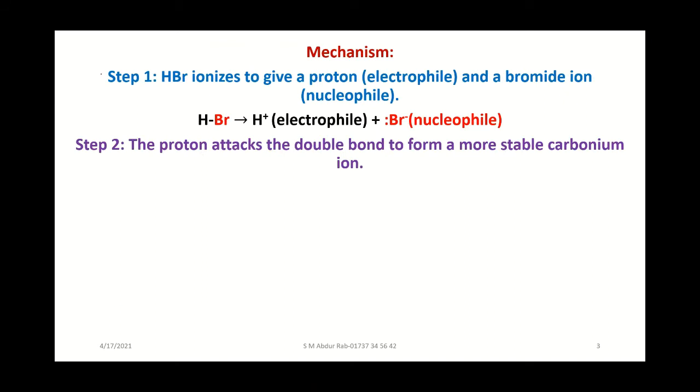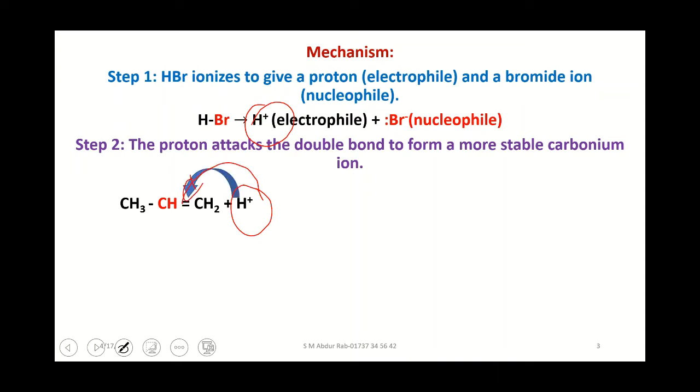In the first step, hydrogen bromide ionizes to produce an electrophile and a nucleophile. The electrophile is the H plus proton and the nucleophile is the Br minus bromide ion. Now in the second step, this H plus ion, that means the proton, attacks the double bond, and the double bond heterolytically breaks to produce a carbocation.